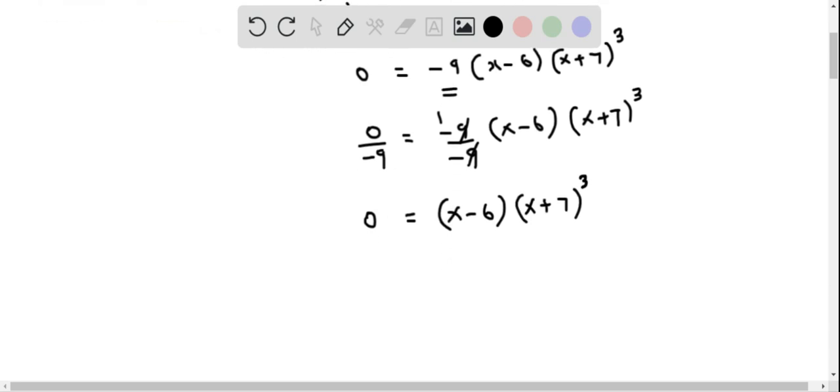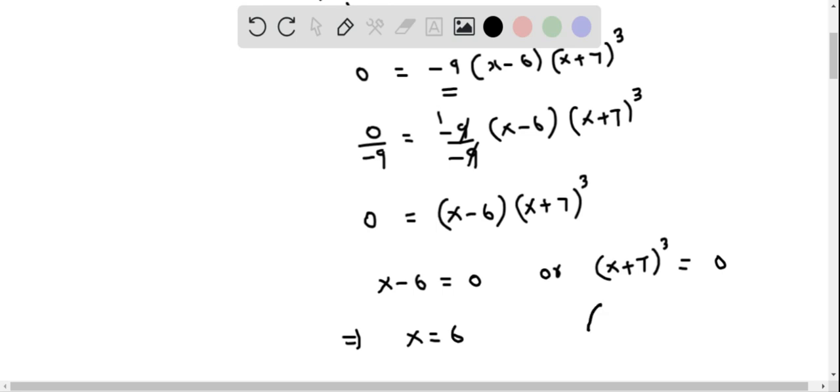Now, one of them is 0, that is either x minus 6 is 0, or we will have x plus 7 quantity cube equals 0, because this is a product of two linear terms, so either one can be 0. When we solve this expression x minus 6 equals 0, we get x equal to 6. And similarly, we can solve the equation x plus 7 quantity cube equal to 0 by taking cube root on both sides. So when we do that, we get x plus 7 equals 0, because cube root of 0 is 0. Now we solve for x, that is x equal to negative 7.